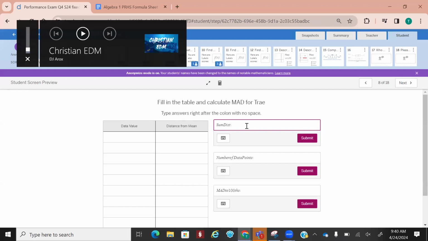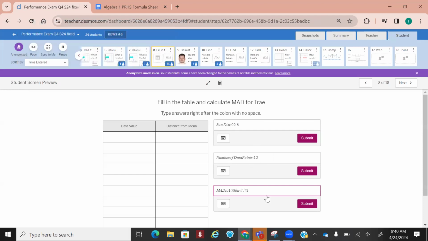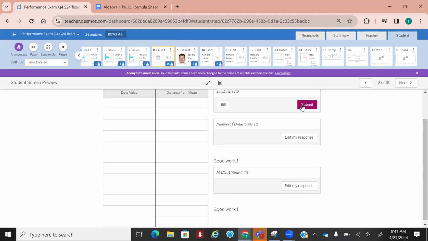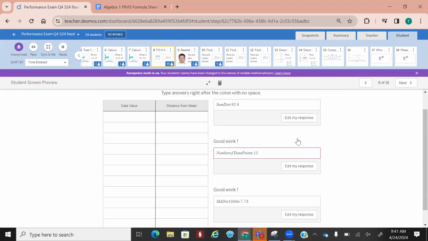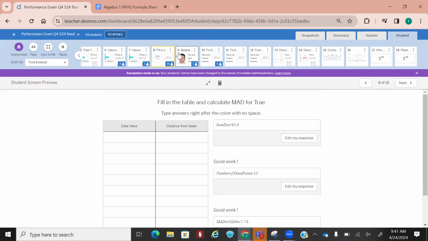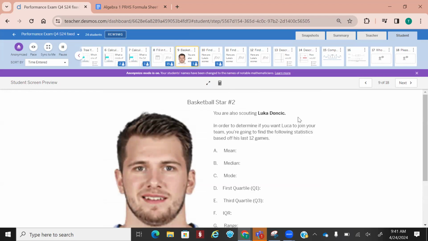Should have gotten 92.8. Okay. Then you should have gotten 12 points. And then you should have taken 92.8 divided by 12. That's going to give you 7.73. Okay. Now, it might have marked it wrong, depending on how you rounded it or that kind of thing. Okay. See, mine also says good work, so it's something that you typed in. Okay, so now you're going to do it for this guy.